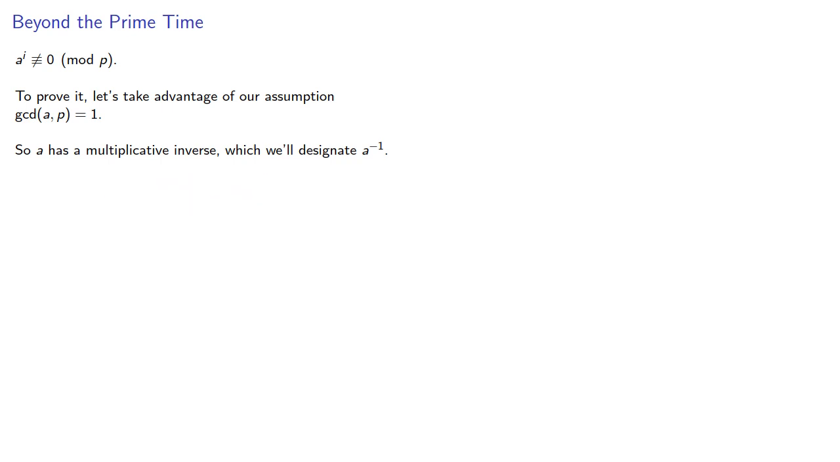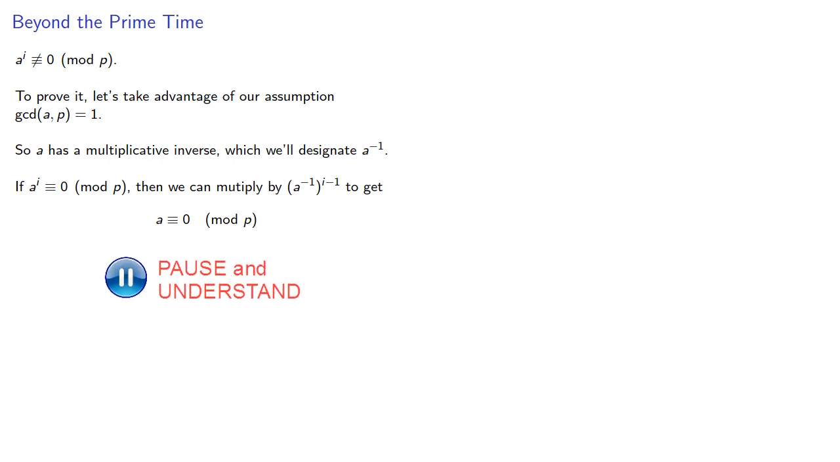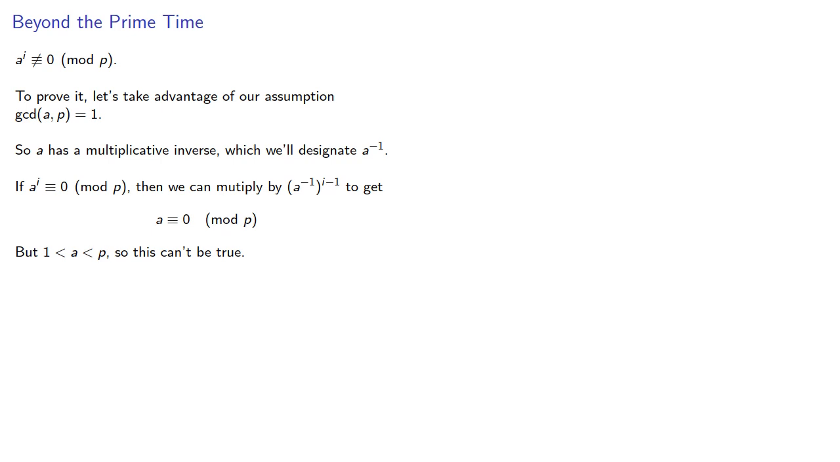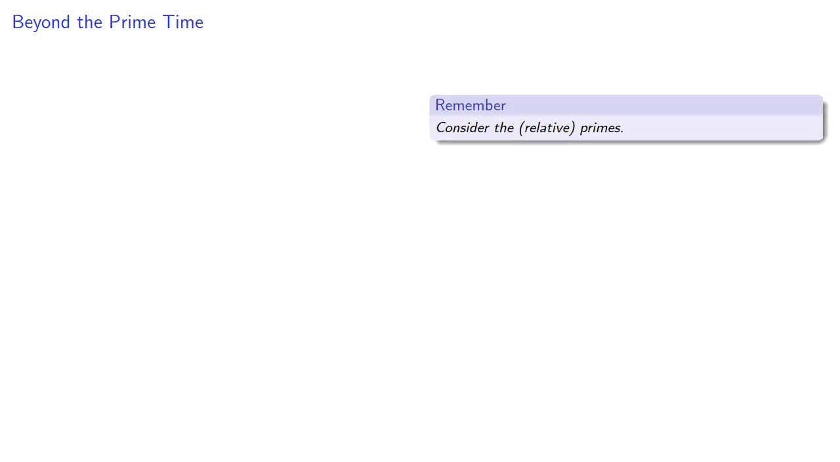If a to the power i is congruent to 0 mod p, then we can multiply by a power of a inverse to get a congruent to 0. But if a is between 1 and p, this can't be true. So the first strategy in number theory is to consider the primes. The second strategy is to consider the relative primes.